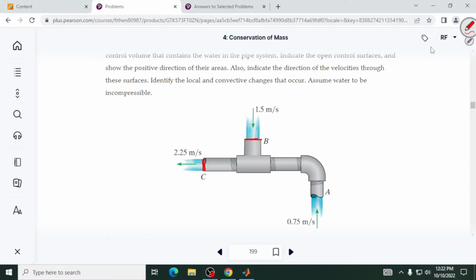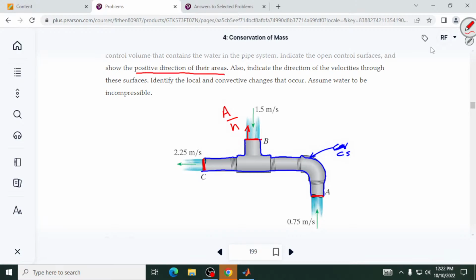So there's the control volume itself. Those are the exits, but the control volume actually goes around the whole thing. It's just there's nothing coming out along the sides. So this is the control volume. That's the control surface, actually, of the volume. The positive normals. So there's your normal. Or he's saying the positive direction of their areas.